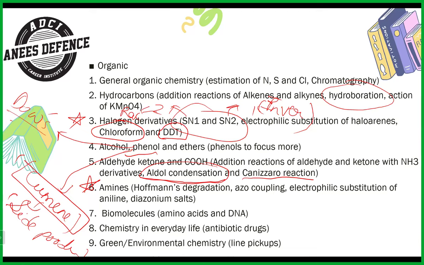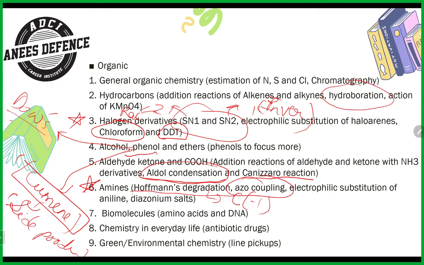From halogen, we can prepare amine. From halogen derivative, we can prepare alcohol. From halogen, we can prepare aldehyde, ketone, carboxylic acid. From amines also, we can do these things. So these chapters are linked to each other. We can do mind mapping of these chapters. Now, Hoffmann's degradation is very important because it reduces the number of carbons by one. If we have an amide which has three carbons, once it undergoes Hoffmann's degradation, only two carbons are left.